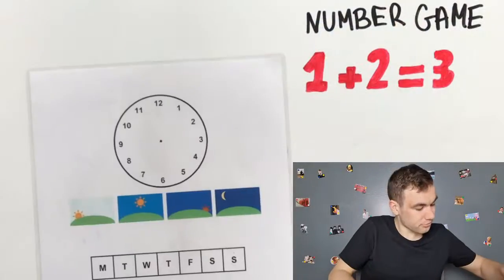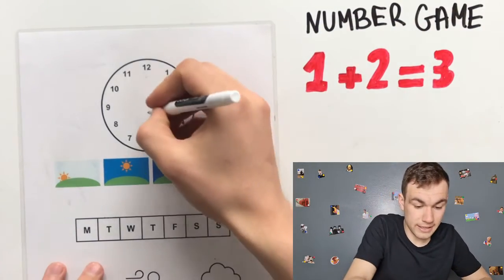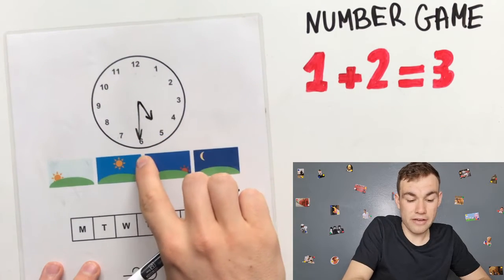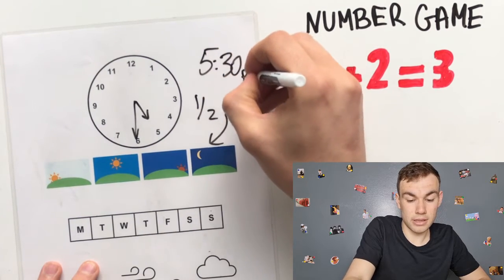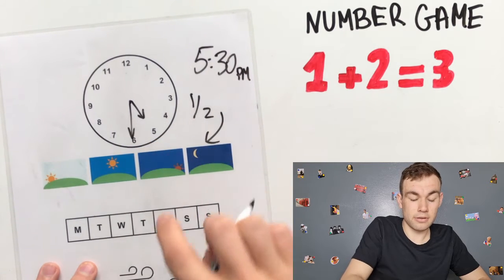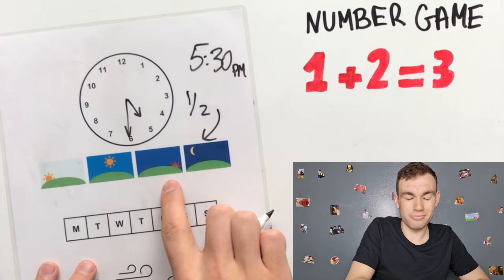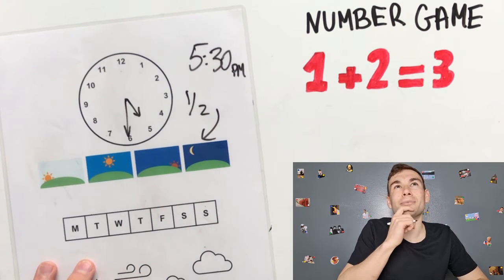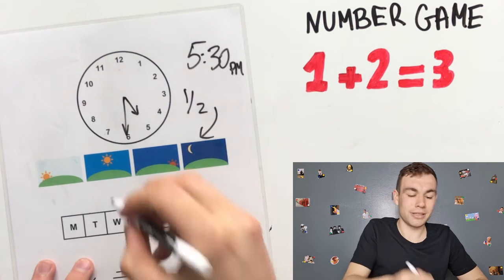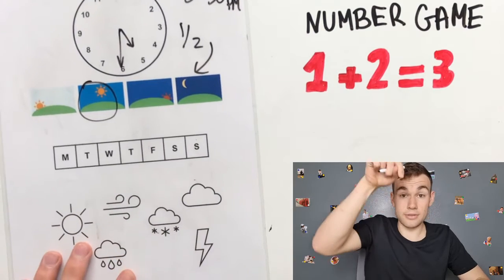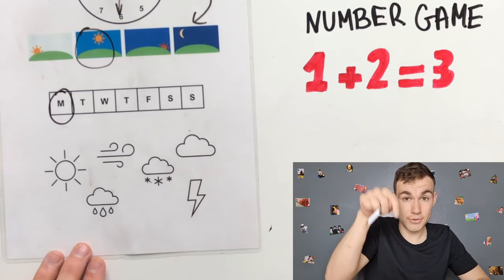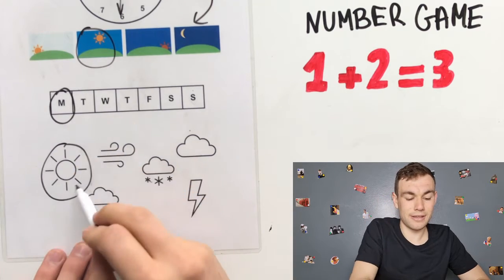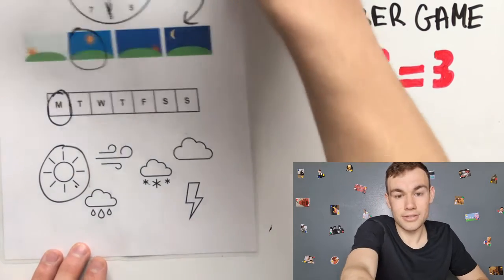So, watch and listen. Right now, the time is 5:30 p.m. 5:30 in the afternoon or evening. I am not sure. I will say afternoon. And today is Monday. And the weather today is good. It is sunny. Okay, let's go.